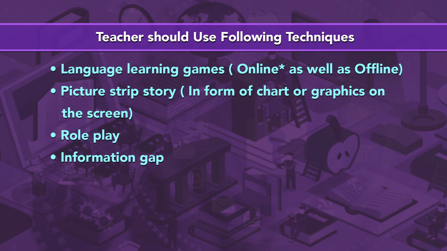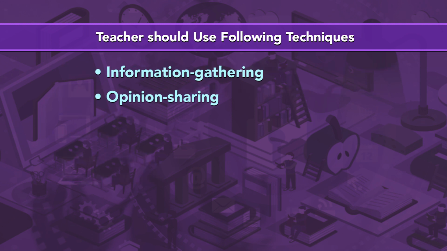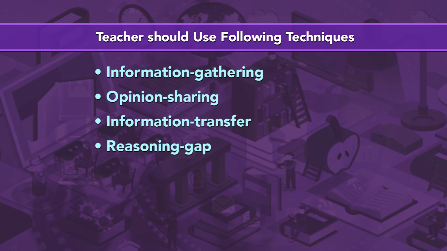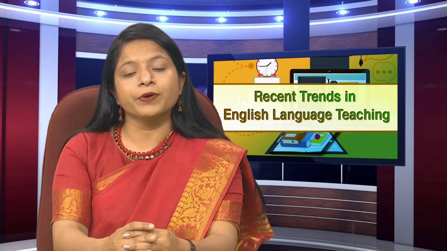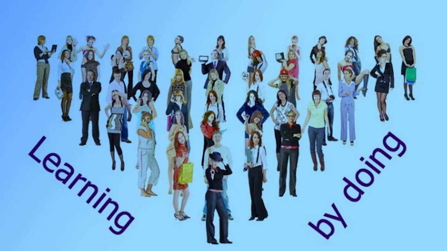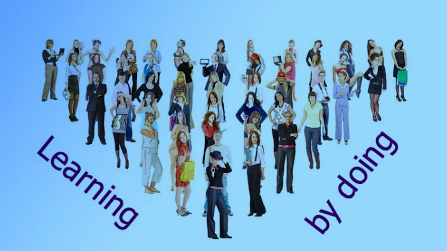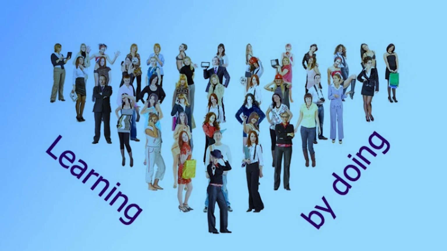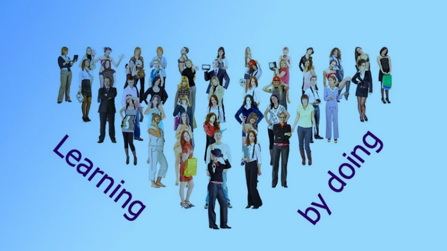Another is information gap, task completion, information gathering, opinion sharing, information transfer, reasoning games, and role plays. Role play is a very meaningful activity. Instead of reading the particular characters in a story or a poem or any one-act play or a drama, ask students to perform that role. In this way, students can remember the dialogue of the particular character and the story also.